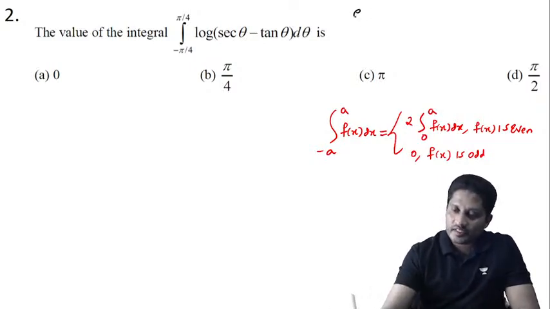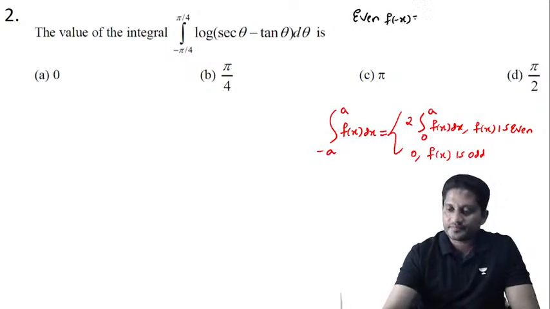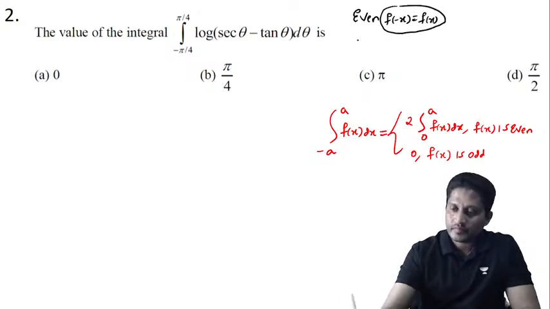You say a function is even if f of minus x is equal to plus f of x. You say a function is odd if f of minus x is equal to minus f of x.